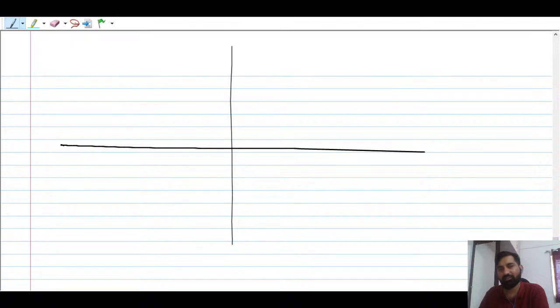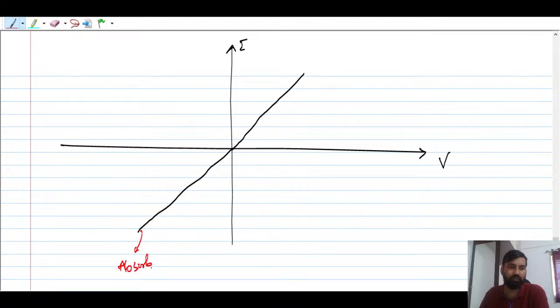So let me draw here the IV characteristic. For any element, you can always imagine I versus V. Suppose we have got a characteristic like this. If I talk about the resistance, the characteristic is going to be like this. This is the IV characteristic for resistance, so this will absorb power. It passes through the origin, you can say.